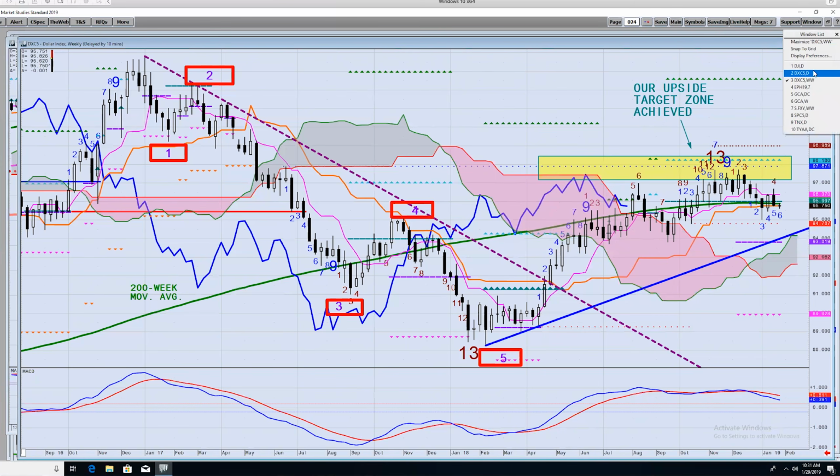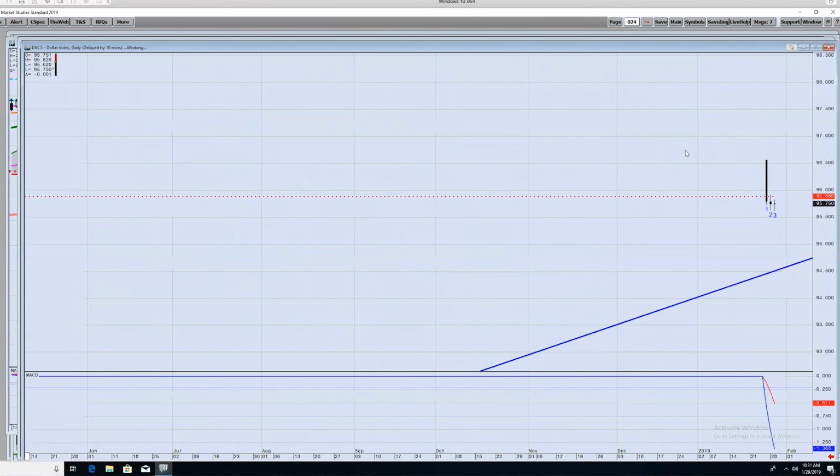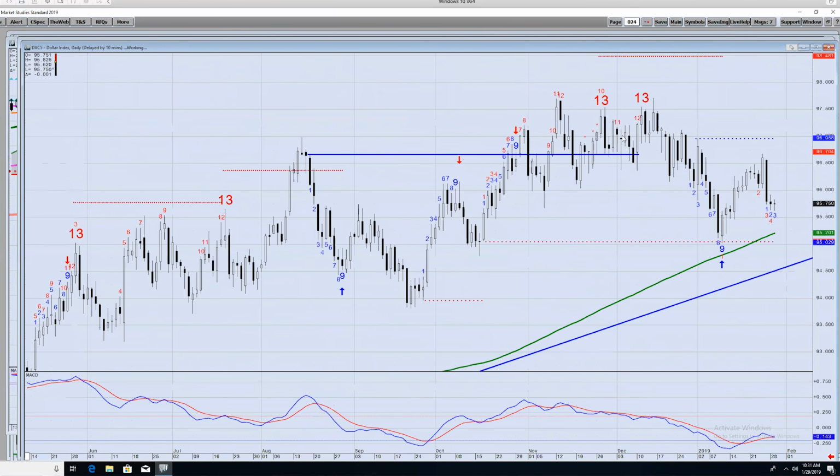Let's also look at the daily chart. Notice that we had a 13 and 9 count here on the top. Daily charts had daily 13s at the same time the weekly chart had weekly 13s. Perfect chance for a high. We sold off into a 9 bottom. We turned neutral since then, and we remain neutral. And dollar is actually very close to breaking down.